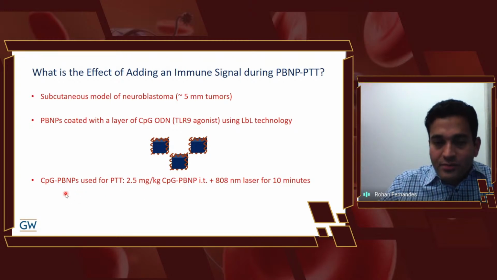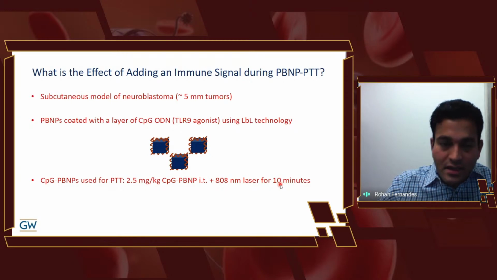So what was the treatment regimen that we used? We used CpG PBNPs for PTT, and we administered it, again, 50 micrograms in the tumor microenvironment, or 2.5 mg per kg intratumorally, with the 808 nanometer laser at 1.875 watts per centimeter square for 10 minutes.